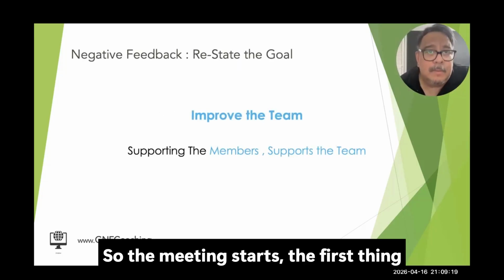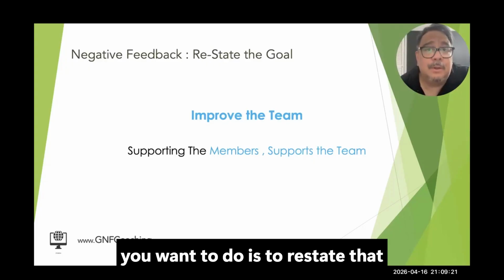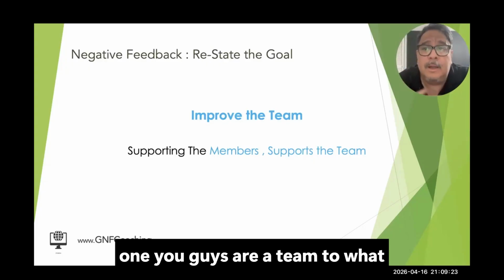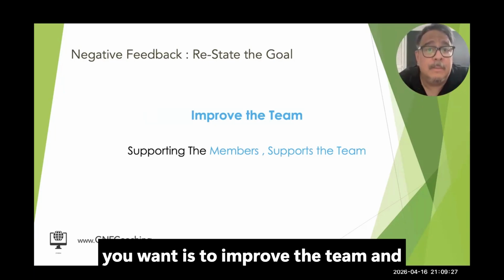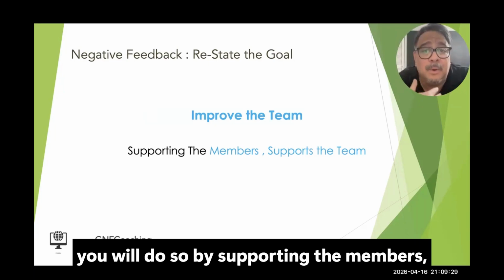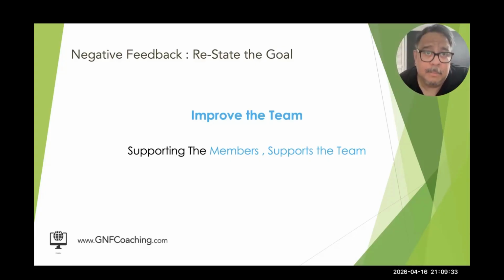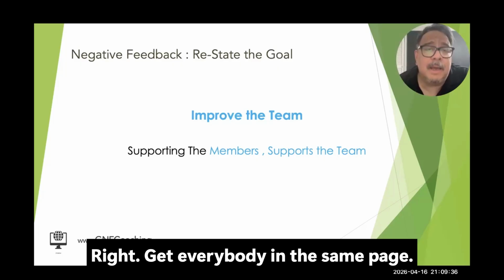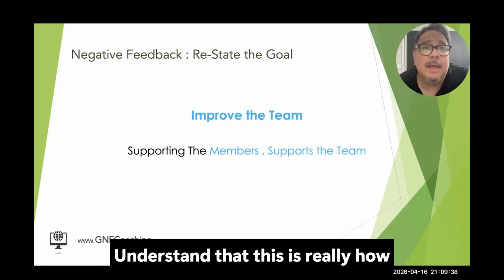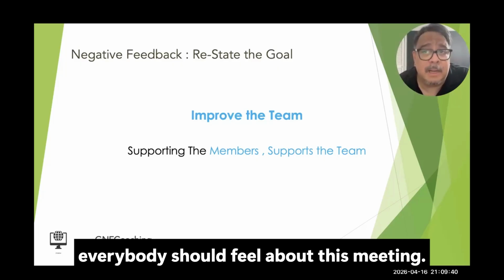So when the meeting starts, the first thing you want to do is to restate that, one, you guys are a team. Two, what you want is to improve the team, and you will do so by supporting the members, which essentially supports the team, right? Get everybody on the same page, and understand that this is really how everybody feels about this meeting.